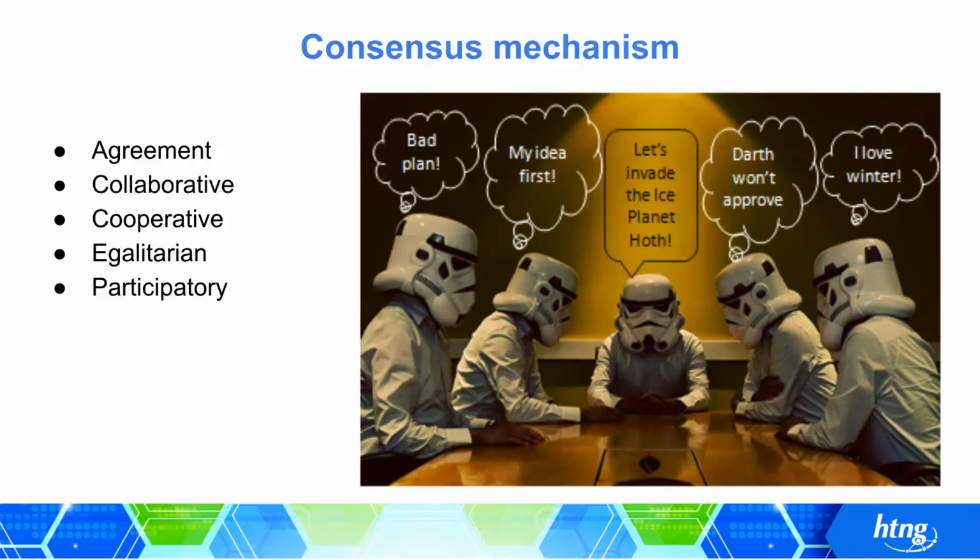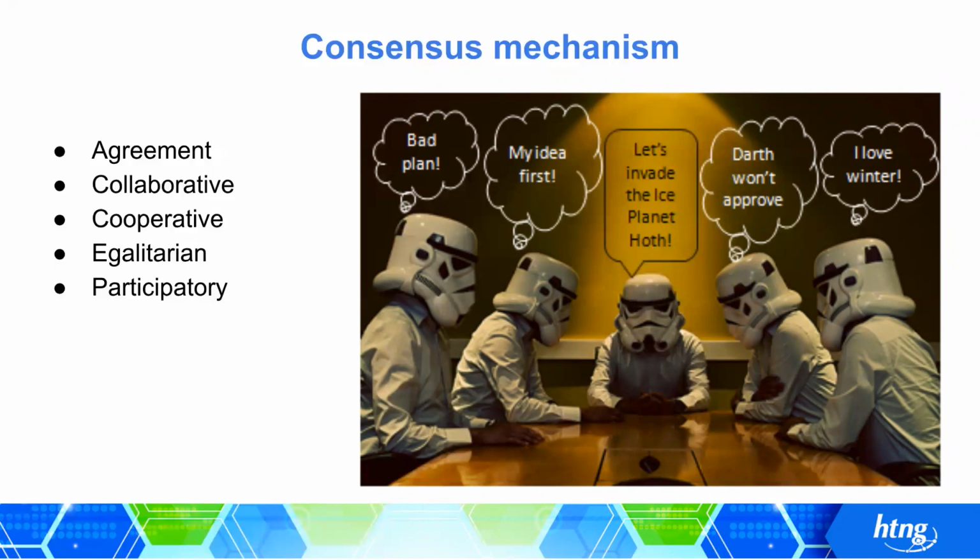Also, a major point is collaborative. It means all participants should aim to work together. Not separately, not for their own individual interests, but together for the whole network. The next major point is cooperative. It means all participants should work as a team rather than as individuals. Team first, and just after that think about individual aims.